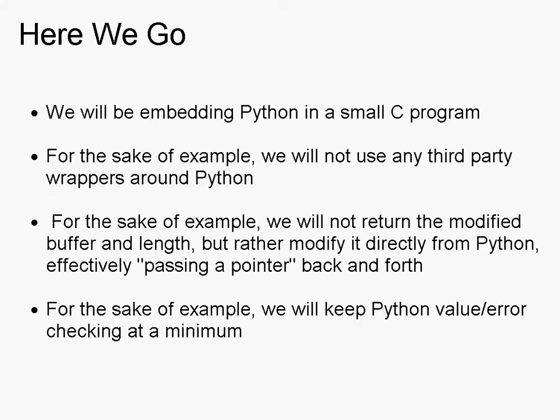Here we go. We will be embedding Python in a small C program. For the sake of example, we will not use any third-party wrappers like Boost Python. For the sake of example, we will not return the modified buffer and length, but rather modify them directly from Python. For the sake of example, we will keep Python value error checking at a minimum.